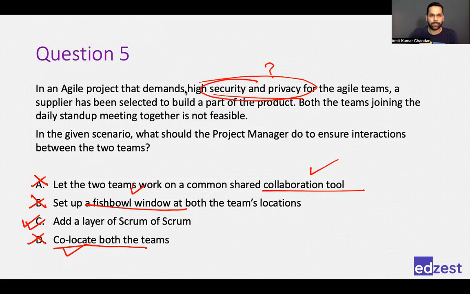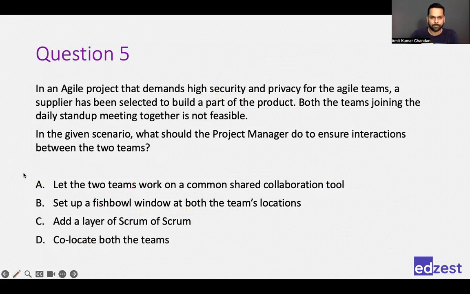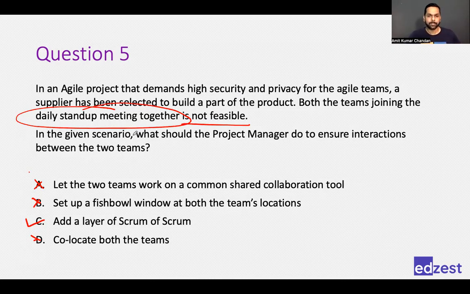Is it clear, everyone? Any doubt, any question? No, not a doubt, Amit, but I saw this question in a different way altogether. Yes, please. So both the teams joining the daily stand-up meeting is not feasible. I give more importance to this statement because it is not mentioned why it is not feasible. So I took this question as more options being wrong, like A, B, and D turned out to be wrong because they never said why it is not feasible.